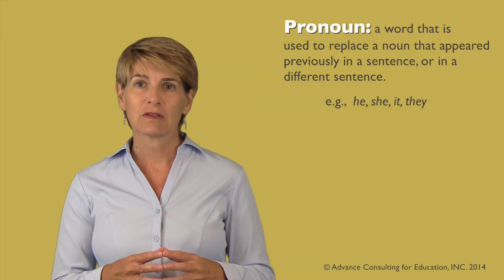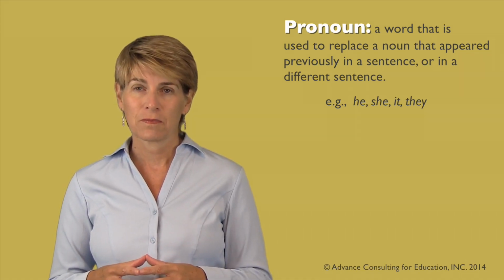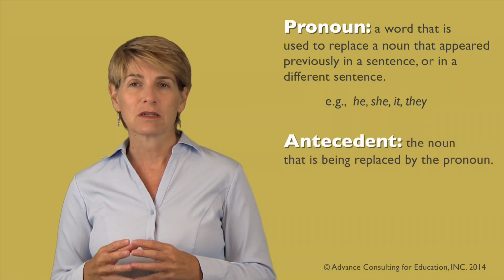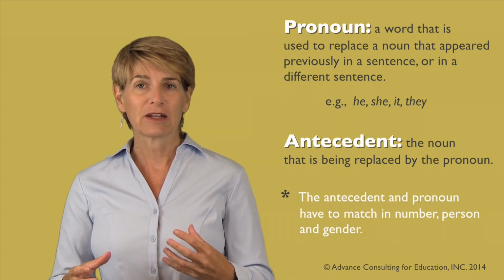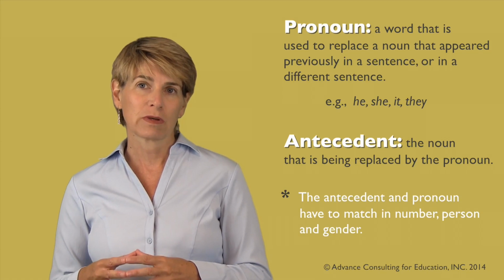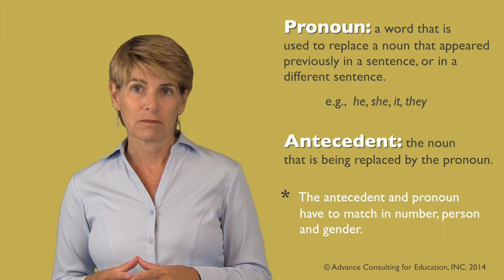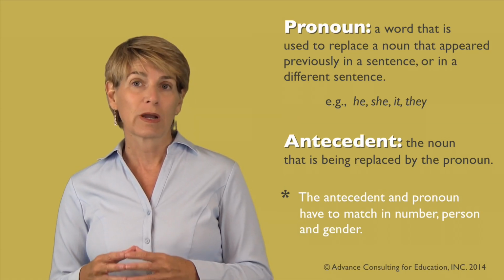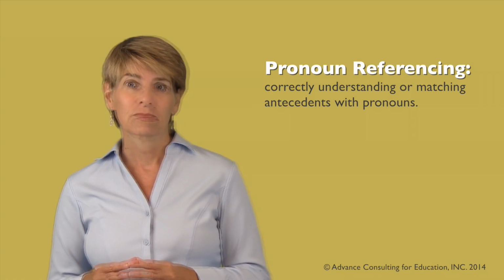The next critical thinking skill that students need to master is pronoun referencing. Remember that a pronoun is a word that replaces a noun that appeared previously in a sentence or in another sentence. The noun that's being replaced is called the antecedent. The antecedent and the pronoun have to match, and it has to be obvious to the reader, or the reader has to figure out which pronouns go with which antecedent. This is the concept of correct pronoun referencing. It's not quite as simple as it sounds.